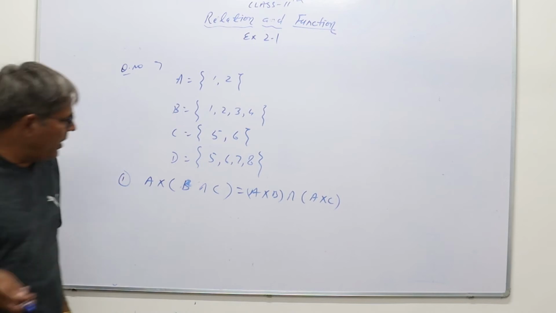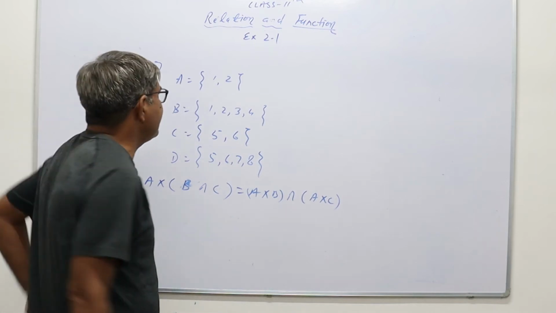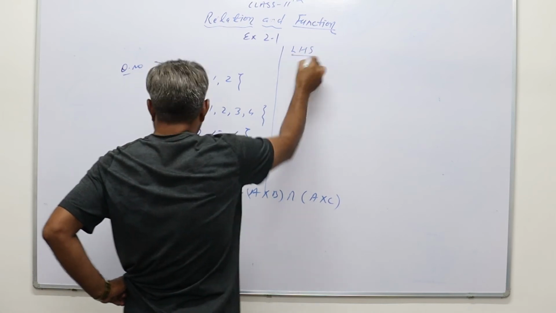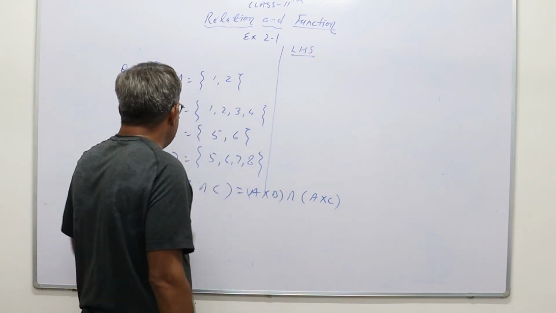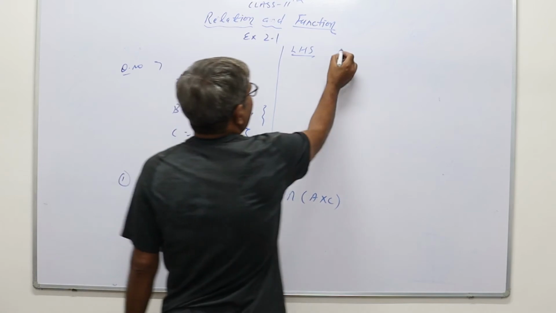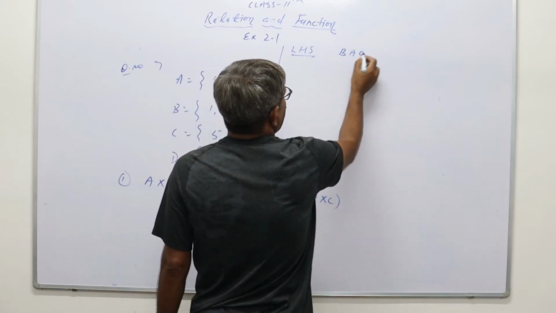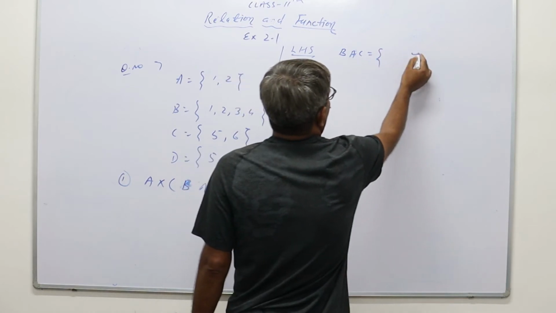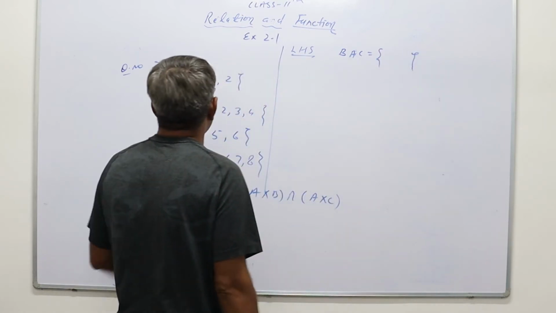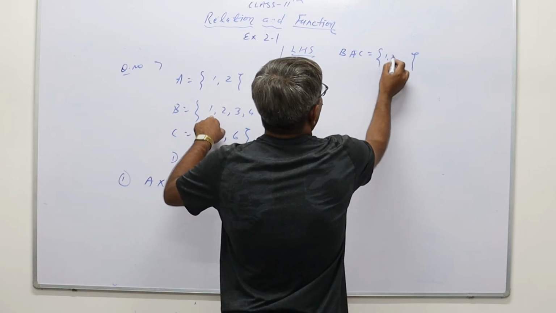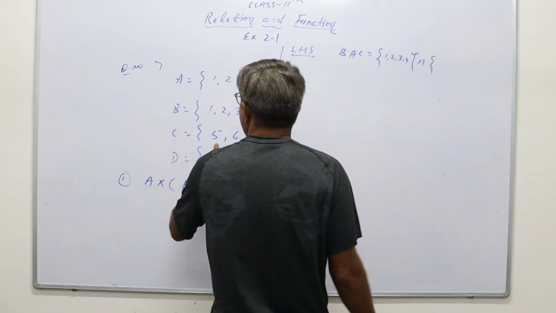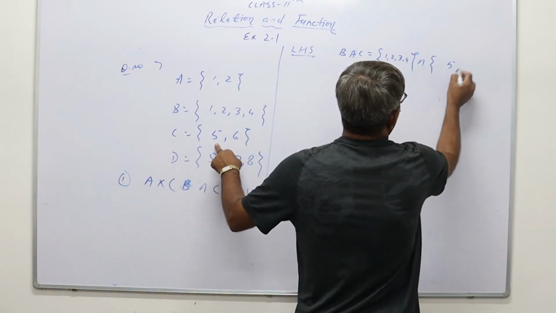So first of all, we will find the left hand side, A cross (B intersection C). So first we will find B intersection C. B intersection C means the common elements of B and C. So B is here {1, 2, 3, 4}, intersection C. What is C? C is {5, 6}.